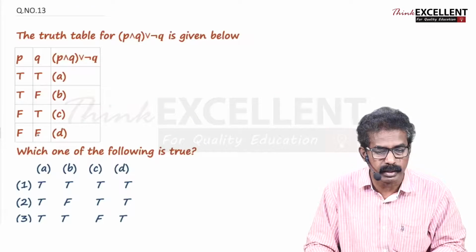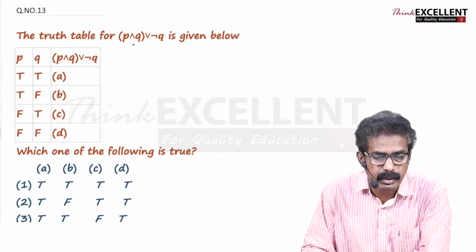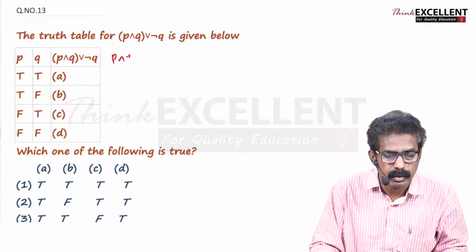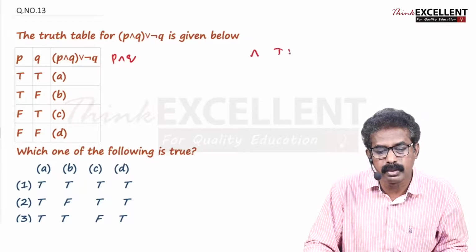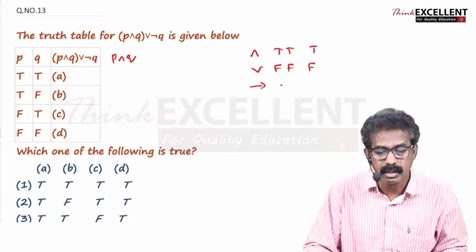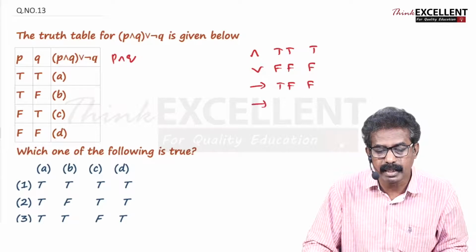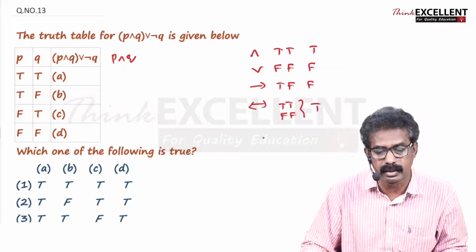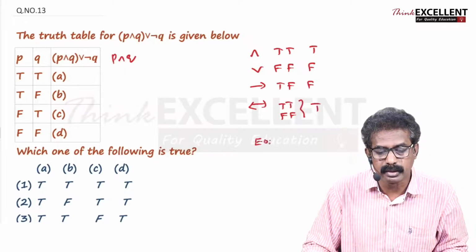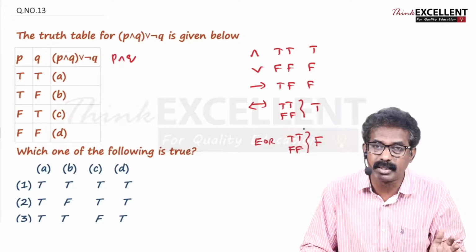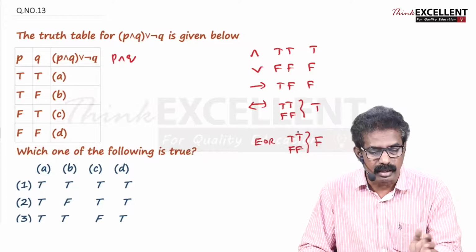Now let's move on to question number 13. The truth table for P meet Q, joined negation Q. Please listen carefully. So first we want P meet Q. For meet, what do you remember? When both are true, it is true. For join, when both are false, it is false. For conditional, true, false, it is false, right? Biconditional, both must be of the same type. Both are true or both are false, then you say it is true. Then exclusive OR statement is just opposite of this. Both are true, both are false, then you say false. Last column contains only T, tautology. Last column contains only F, it is contradiction, right?